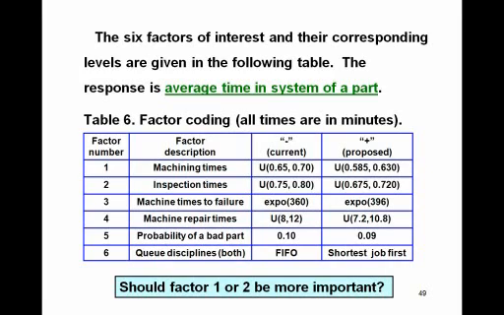And I would ask you here, looking at the coding chart here, which factor, machining times or inspection times, would you expect, based on these numbers, to have a bigger impact on average time in system? I don't know if anybody can answer.